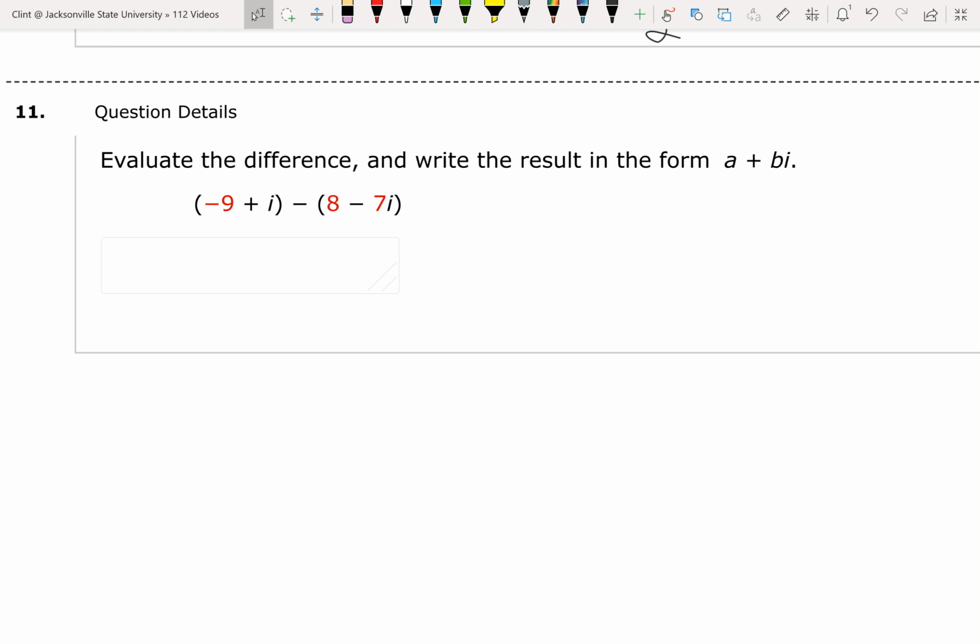And again, very similar to the polynomials or the algebraic expressions we did. Since we're subtracting, we have this minus sign we need to distribute. So if we do that, we get negative 9 plus i. That stays the same, and we distribute our minus sign, so we get minus 8 and plus 7i.